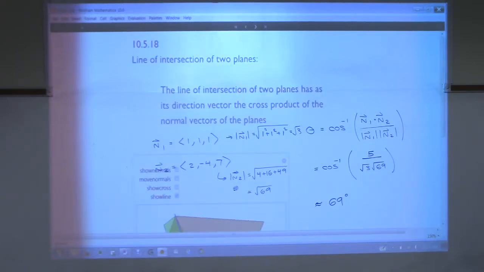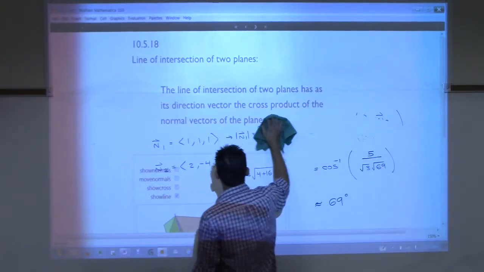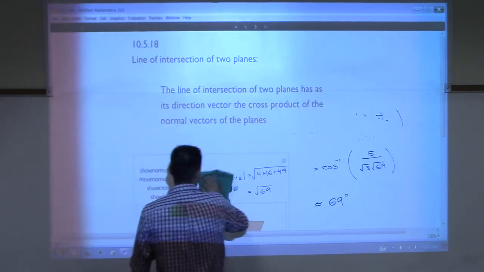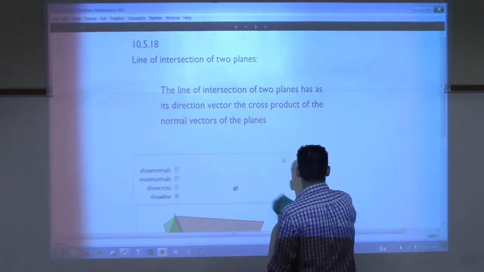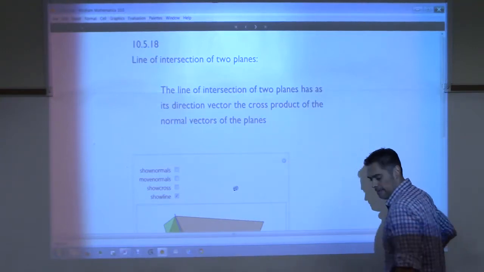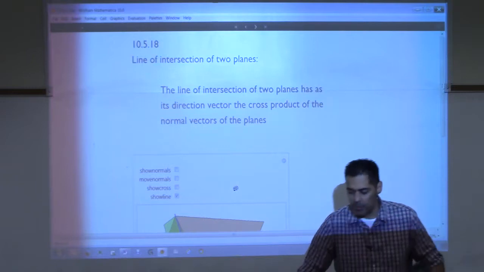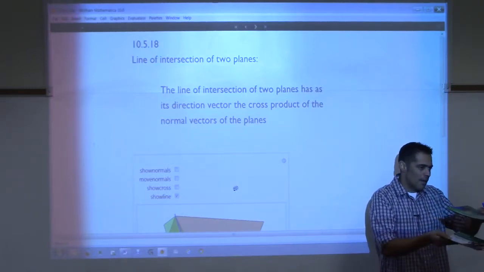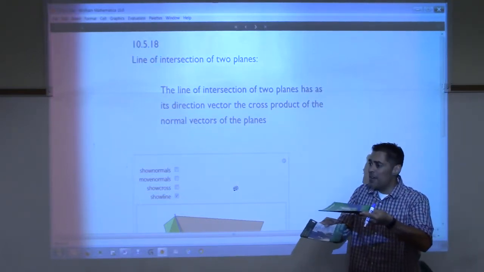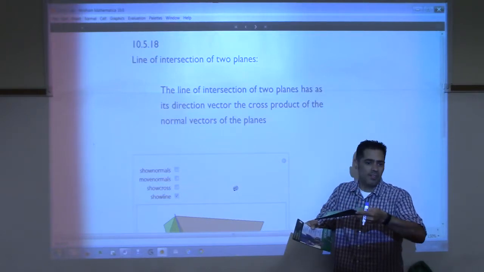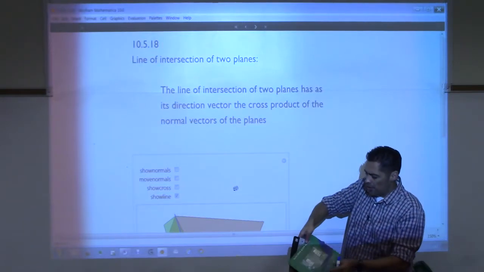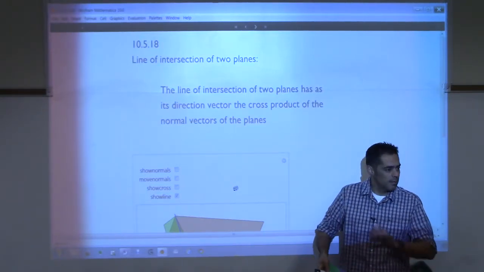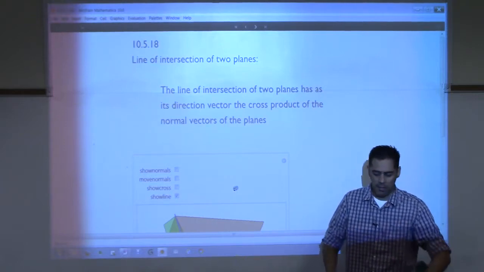All right, now, the line of intersection of two planes. This is really, really important. If you have two planes that intersect, because when you have two planes, they don't have to intersect. If they're parallel, they won't intersect. But if they're not parallel, then they have to intersect somewhere. They've got to hit each other. And where they hit each other forms a line, doesn't it? You have a line of intersection.